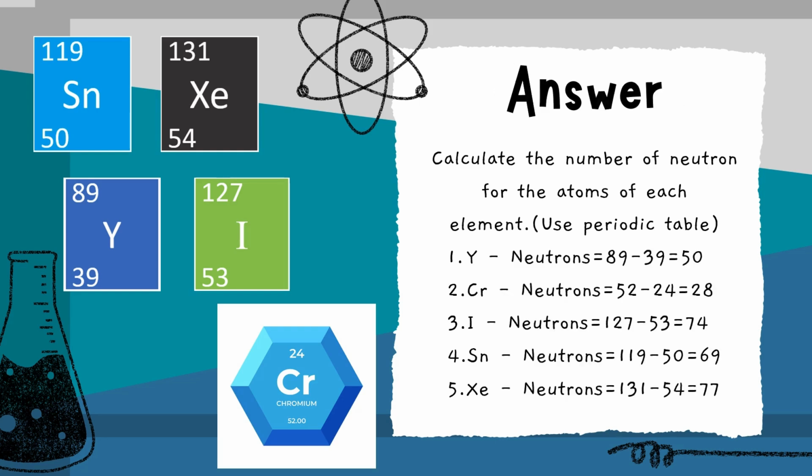If you have answered 50 is the number of neutrons for yttrium, 28 for chromium, 74 for iodine, 69 for tin, and 77 for xenon, you are absolutely correct. For those who were not able to calculate, no worries. You can check the previous slides, or you can use the formula: number of neutrons is calculated by mass number minus atomic number or the number of protons.